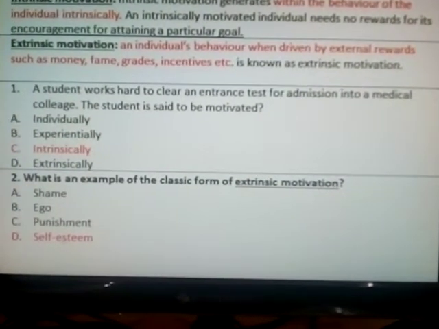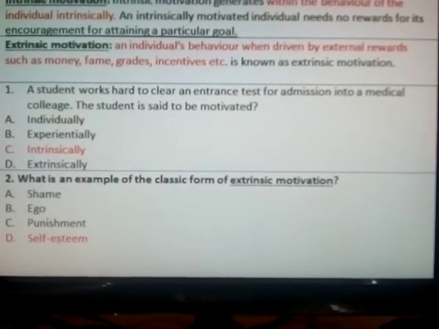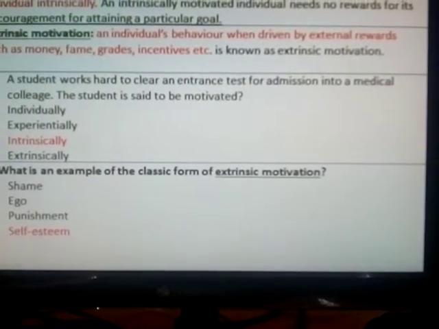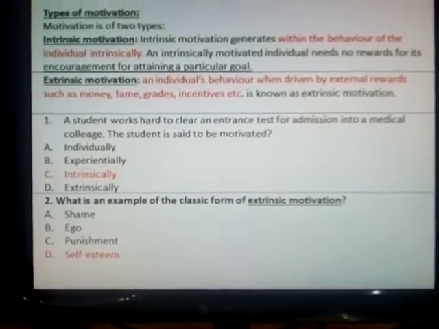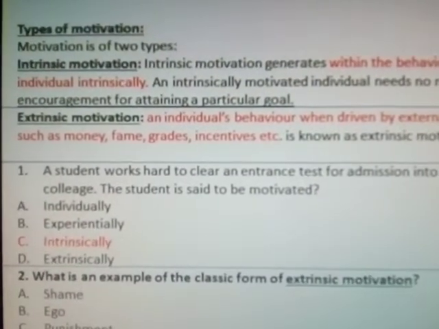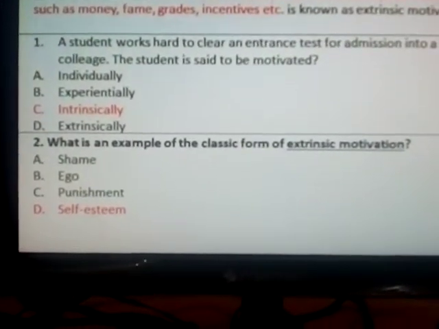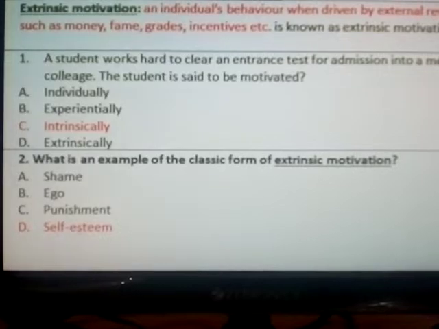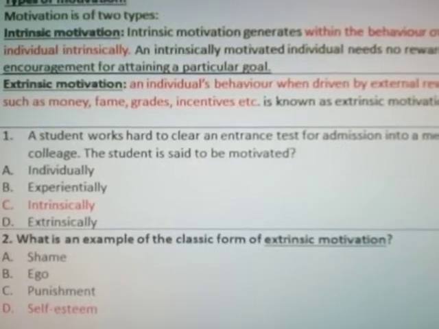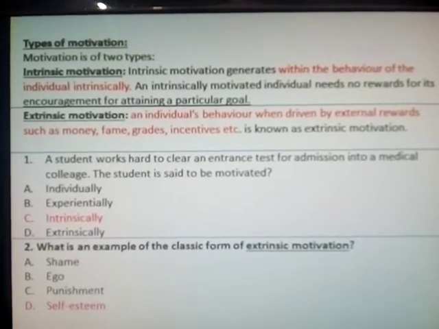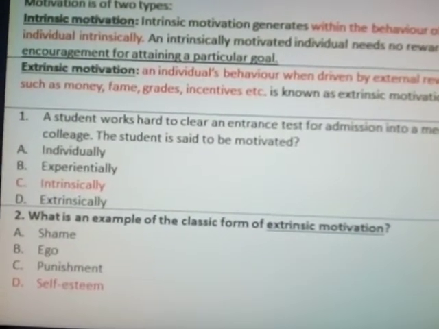Next question. A student works hard to clear an entrance test for admission into a medical college. The student is said to have which motivation? Intrinsic motivation. Next question. What is an example of extrinsic motivation? Extrinsic motivation definition: the individual's behavior, that means self-esteem. Next.